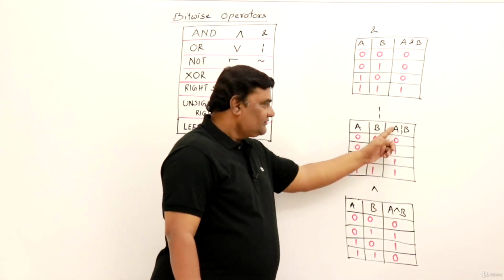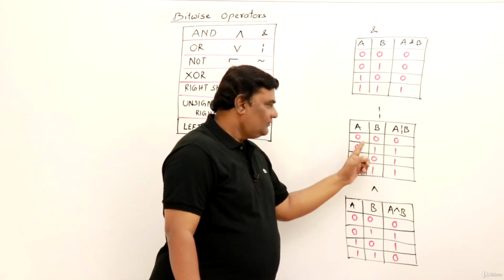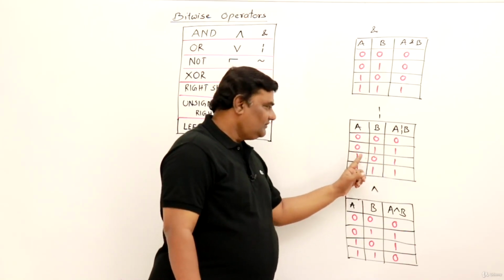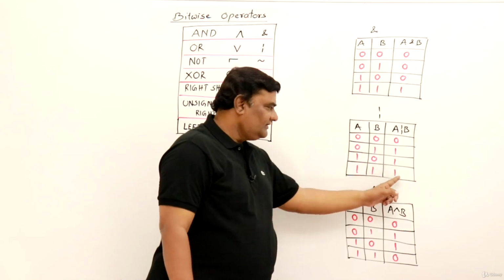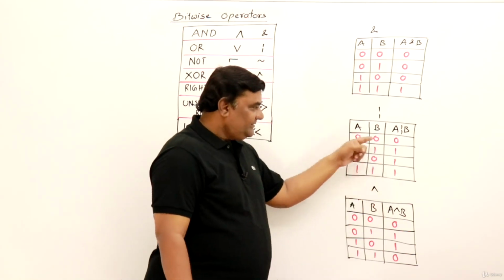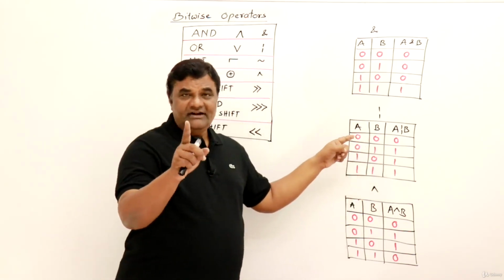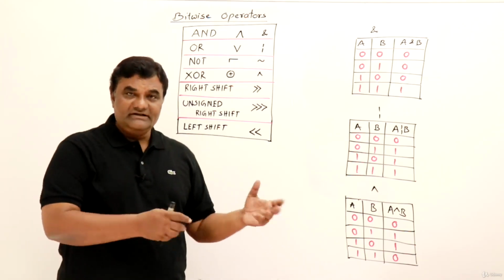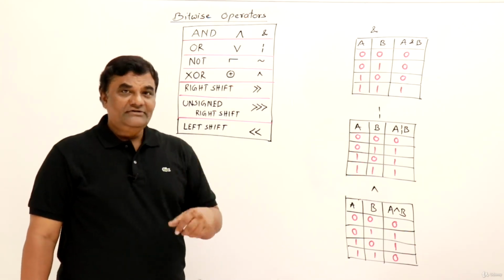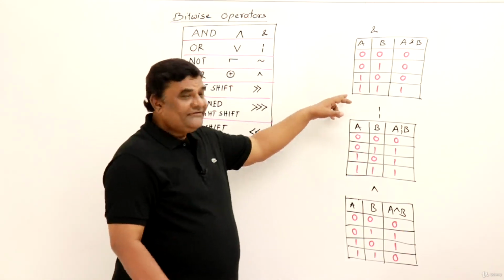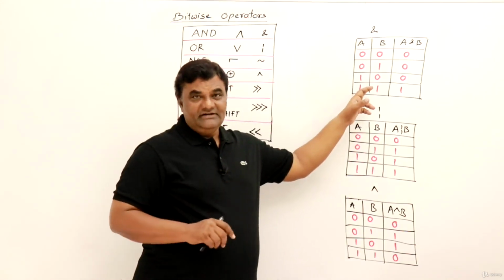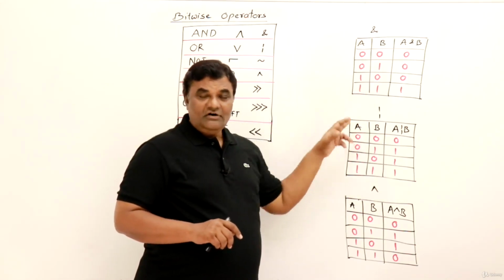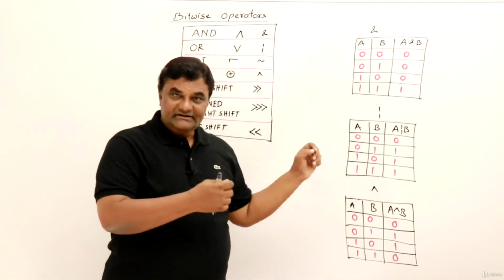Now let us come to OR. Both are 0, so 0 OR 0 is 0. 0 OR 1 is 1. 1 OR 0 is 1. 1 OR 1 is 1. So it means if any one of the values is 1, then the result is 1. If both are 0, then only it is 0. In AND, only if all the values are 1 is the result 1, and in OR, if any one of the values is 1, then it is 1.